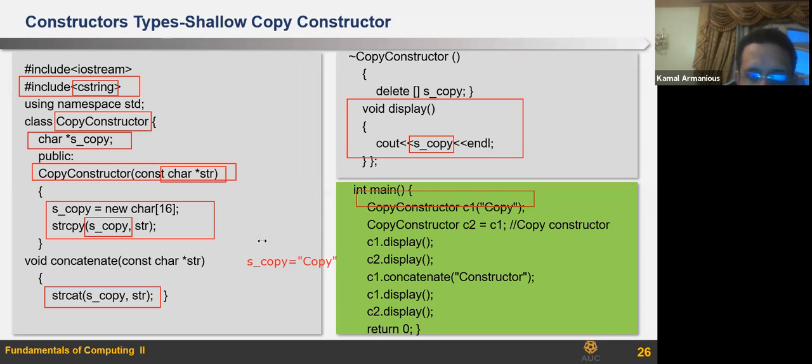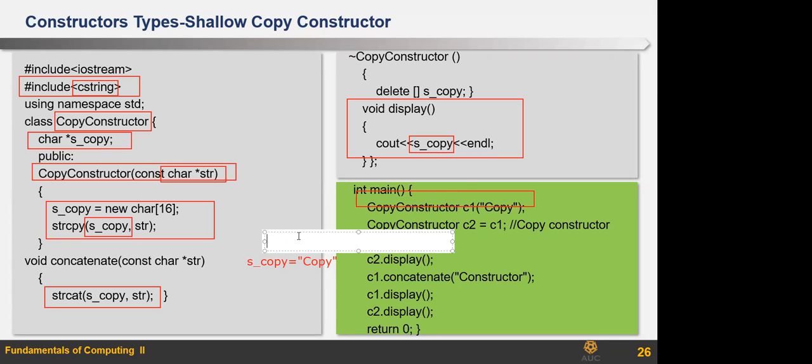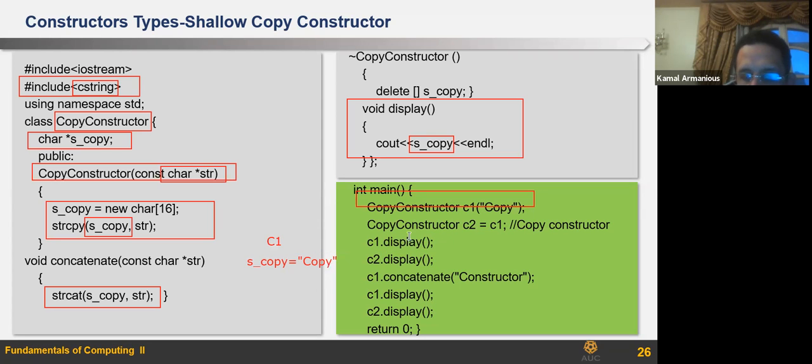So s_copy, this belongs to an object that is called what, Ibrahim? C1. Excellent. Then I make another, copy constructor C2 equals C1. Is this a shallow copy constructor or a deep copy constructor? I will answer. This is a shallow copy constructor. Why? Because I didn't define a function to copy both objects together. In the next slide, I will do it. So this is a shallow copy constructor.